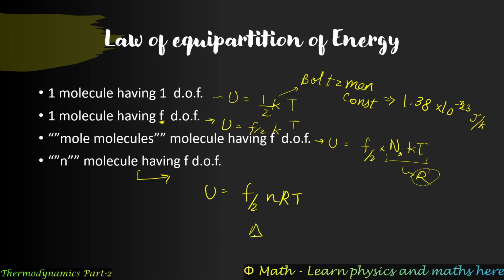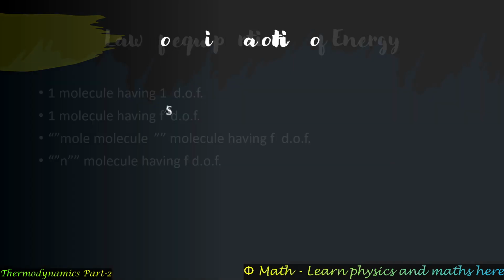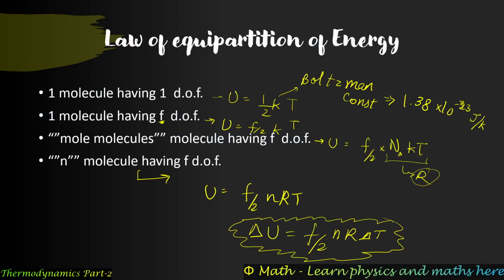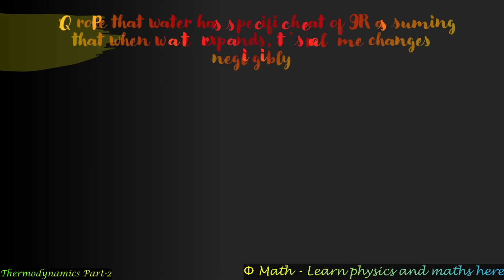Here we can say delta U is equal to F by 2 nR delta T, like I told you in the previous class, to differentiate each side. For a monoatomic ideal gas, I have told you the degree of freedom is 3. So for an ideal gas which is monoatomic, U would be equal to 3 by 2 nRT. After this we have a question, and after that quasi-static process.